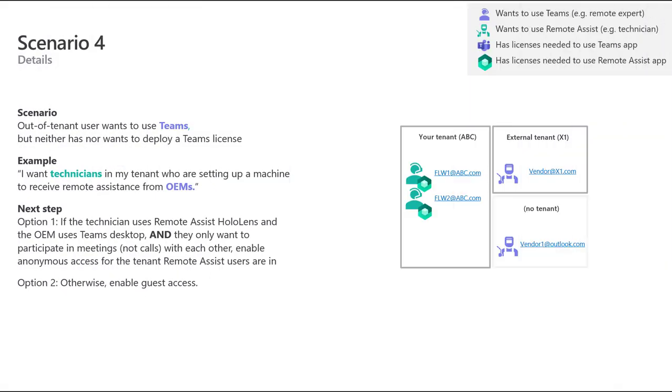Great, so now we are on scenario 4, and this time the out-of-tenant user doesn't want to use Remote Assist, but they want to use Teams, though they neither have nor want to deploy a Teams license. This might be your scenario if you want technicians in your tenant who are setting up a machine to receive remote assistance from vendors who are OEMs. So the options, again, are guest access, and if the Remote Assist users are using HoloLens and the OEM is using Teams Desktop, then you can use the meetings option again.